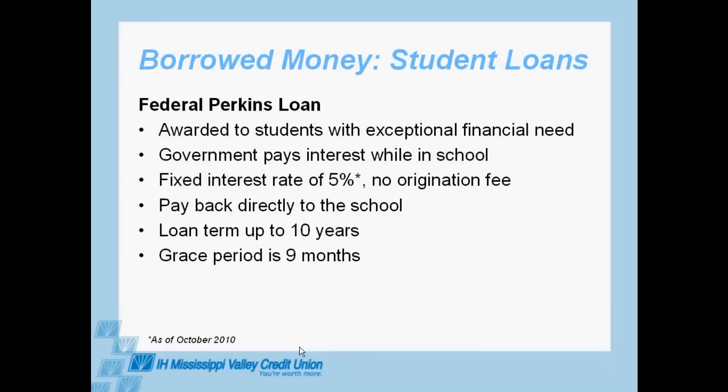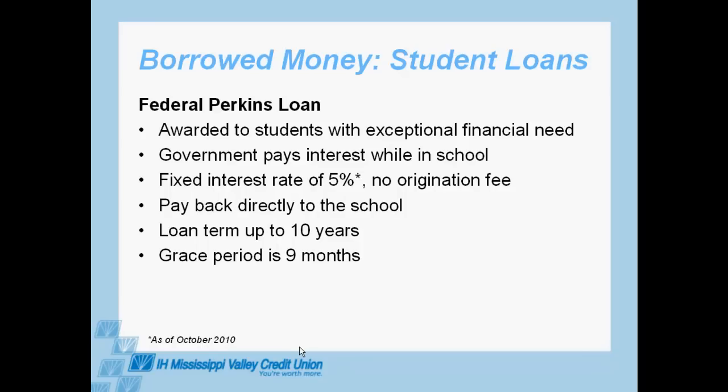The next type of money we're going to talk about is borrowed money, student loans. The first loan is the federal Perkins Loan. This is awarded to students with exceptional financial need. I cannot define for you what exceptional financial need is because it varies and there's a lot of different things that go into the calculation of individuals that qualify for a federal Perkins loan. But again, this is available for students with exceptional financial need, and the government will pay the interest on your loan while you're in school.